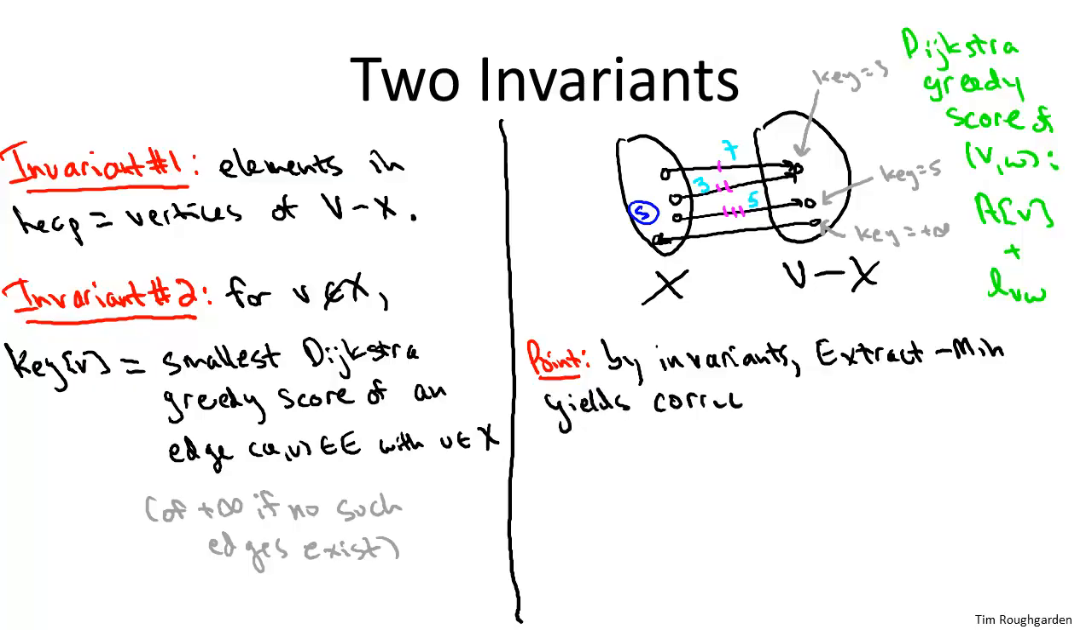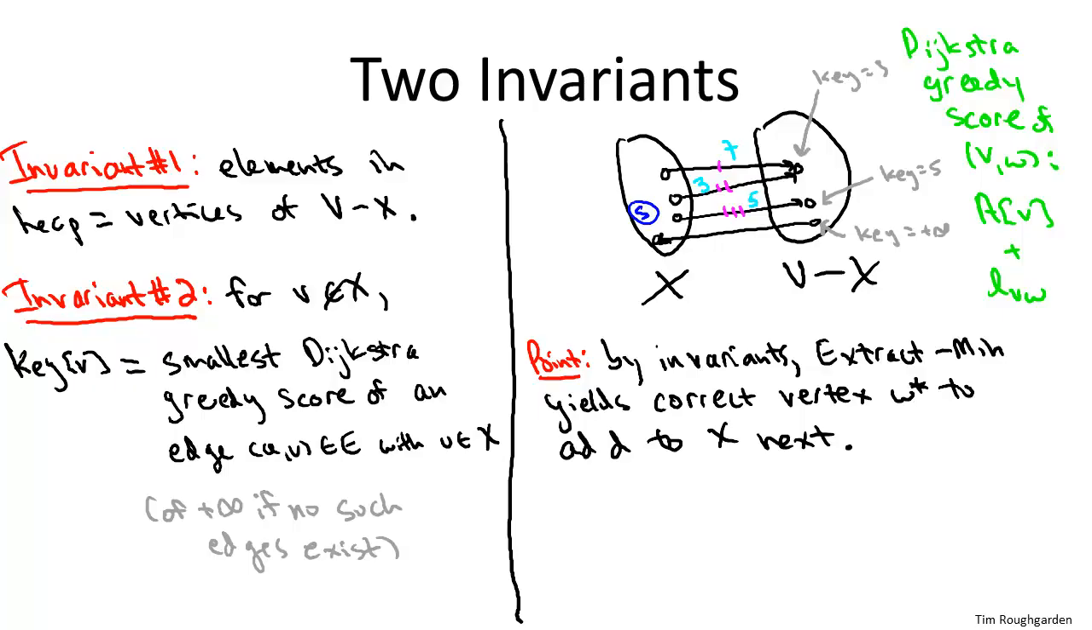So the point is that if we can successfully maintain these two invariants, then when we extract min from this heap, we'll get exactly the correct vertex, W star, that we're supposed to add to the set capital X next. That is, the heap will just hand to us on a silver platter exactly the same choice of vertex that our previous exhaustive search through the edges would have computed. The exhaustive search was just computing the minimum in a brute force way in a single winner-take-all tournament. The heap implemented in this way chooses exactly the same winner, it just does it in this two-round process.